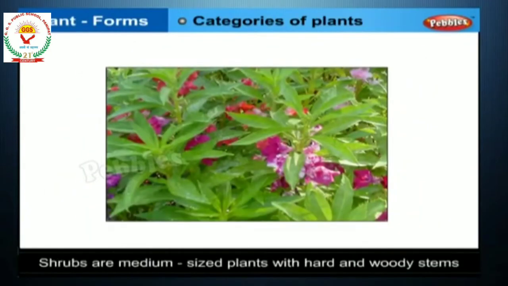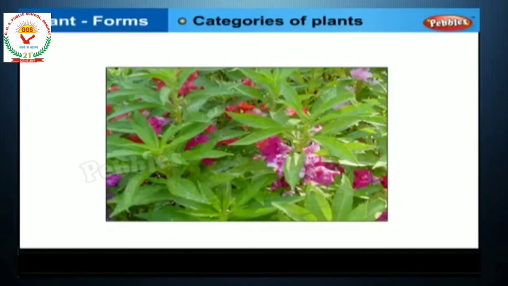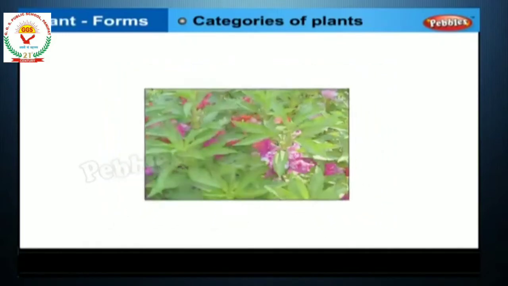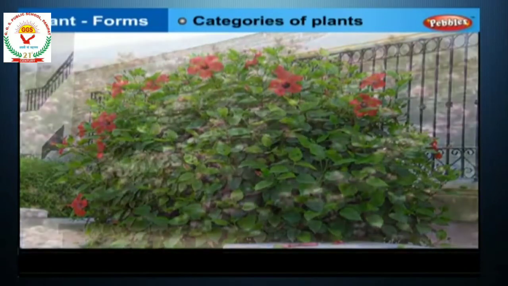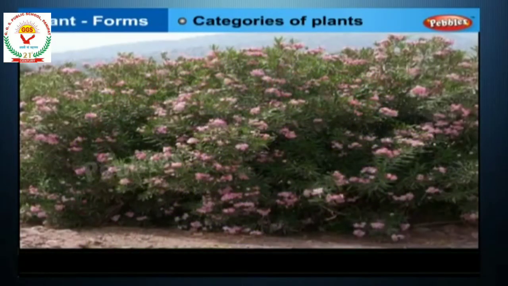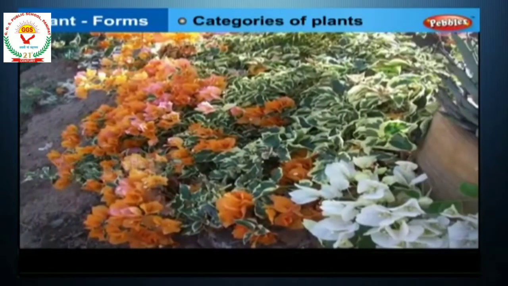Shrubs are medium-sized plants with hard and woody stems. Many branches are seen rising just above the ground. Example: China rose, oleander, rose, lemon, lantana, bougainvillea and henna, mehendi.